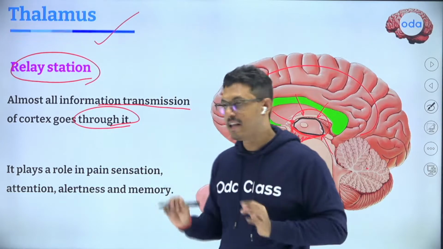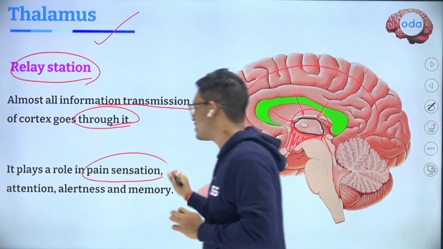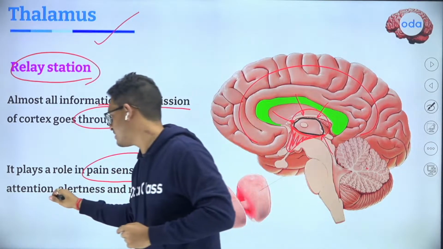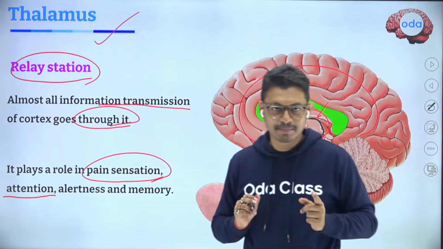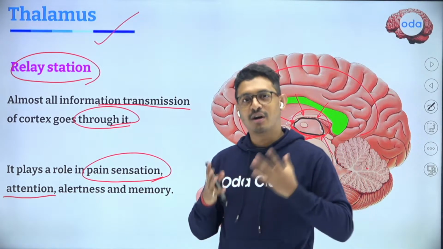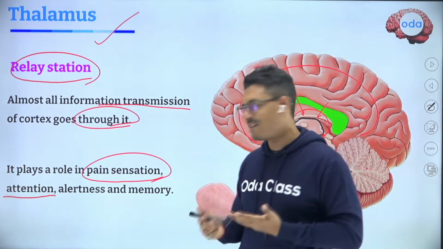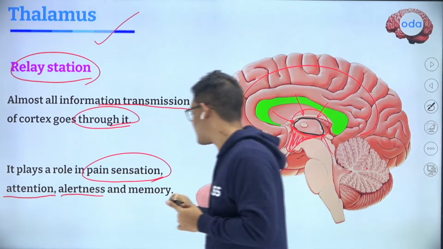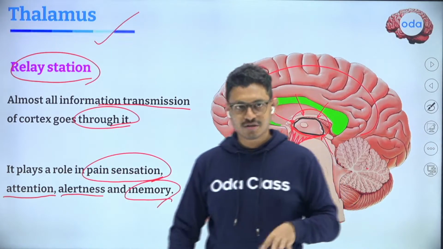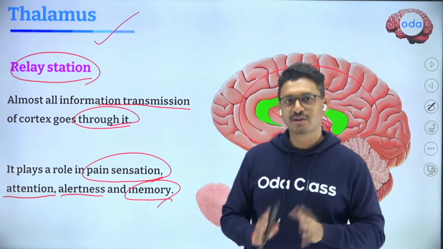Okay. Thalamus plays a very important role in your pain sensation, attention to things. So kids who are not able to focus on their studies, eat well, eat walnuts. Thalamus has to be properly developed. And alertness as well as memory.